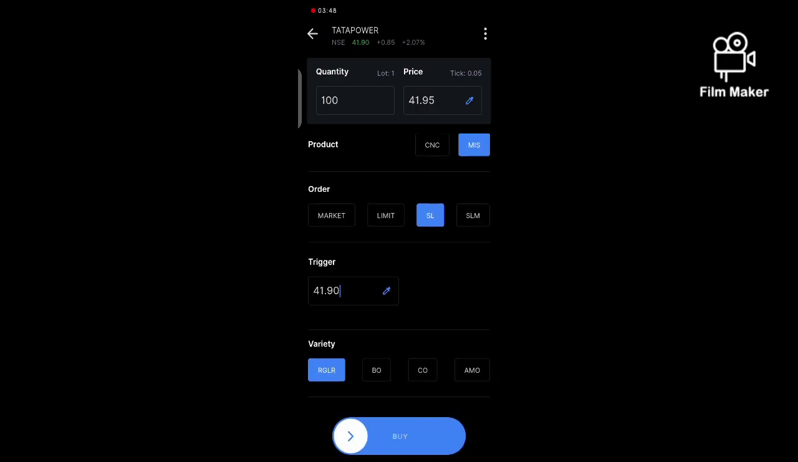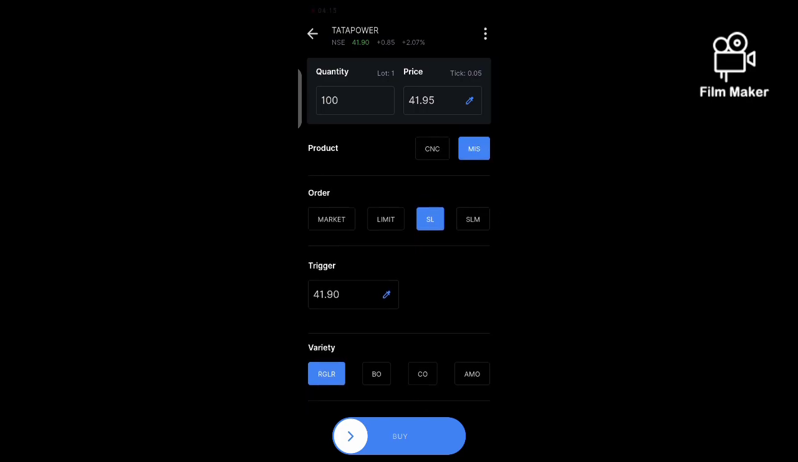So what does this mean? This means you are experiencing a loss after 41.7, and if it is moving higher, I am placing a buyback order at the price of 41.95, but this order will get triggered only when it crosses 41.90. Are you getting it? At 41.90, this order gets triggered, and at 41.95, this order gets executed. That is stop loss order with a limit.